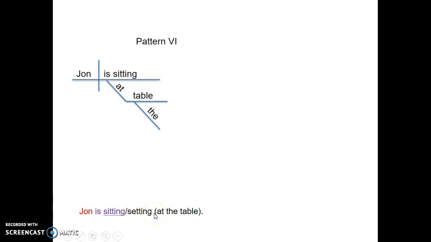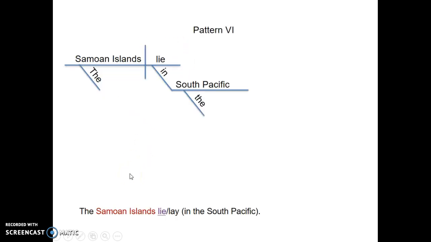Now, same scenario, same verbs. We eliminate the prepositional phrase and it makes it more clear that we have no direct object. So we're going to use the intransitive verb sitting. So John is sitting is the main part of our diagram. Subject, intransitive verb. At the table is our prepositional phrase that's diagrammed below. So it's a pattern 6 sentence.